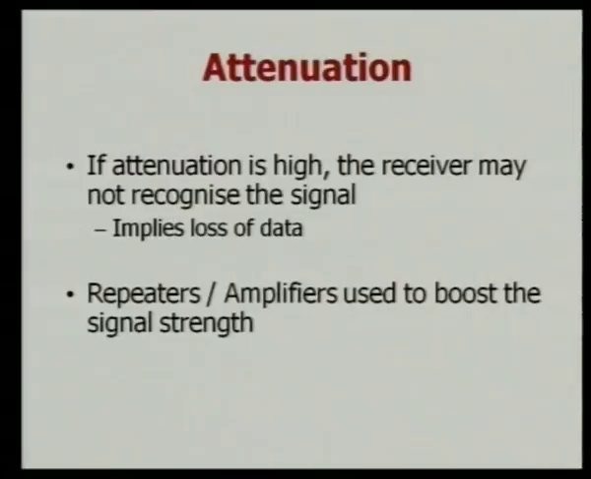In that case, what we normally do is we use repeaters and amplifiers to boost the signal strength. That is, over a particular distance, you find that the signal strength has dropped to a particular value. Then we use devices called repeaters or amplifiers over there. Amplifiers are used when you are using analog transmission. Repeaters are used when using digital transmission. So these repeaters will remove the data from the signal, construct a new signal out of it and transmit the data, which is why it is called a repeater.